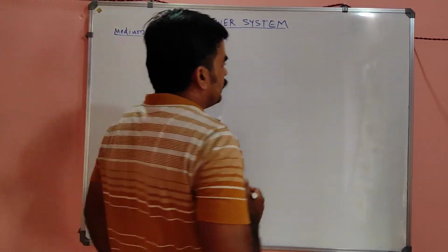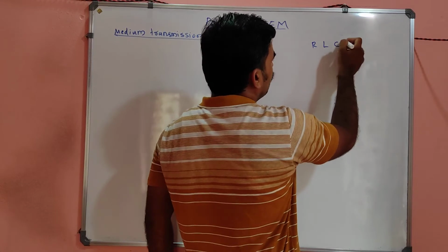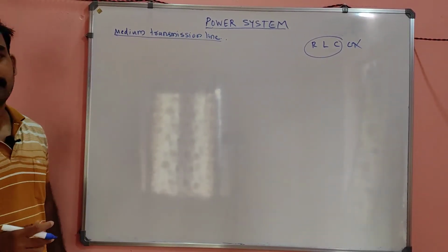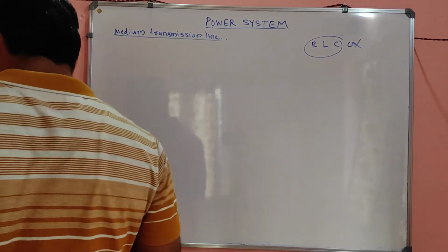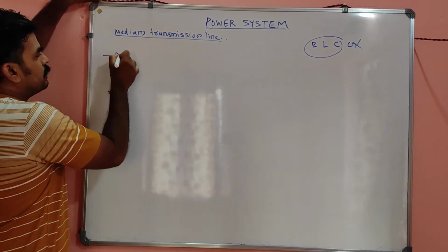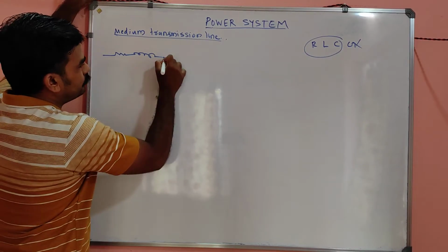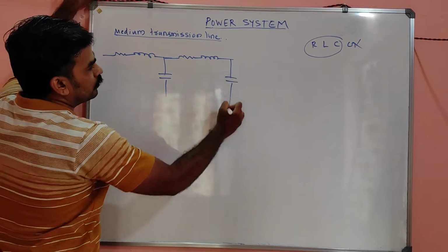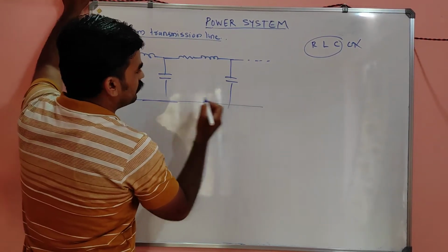My dear, medium transmission line means, you already solved it. These are the parameters now. Up to this parameter you can consider for a medium transmission line. There will be R, there will be L, and there will be C. So the medium transmission line is represented like this, my dear.